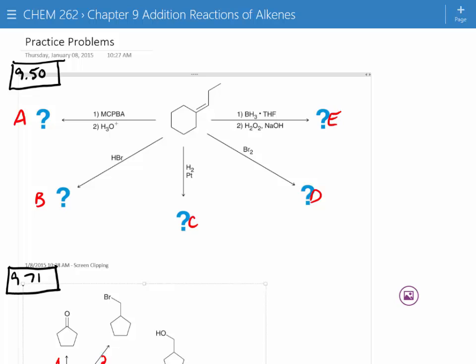So with MCPBA, what sort of addition product are we going to get? Anti-diol, right? So in this case, are we going to have to be concerned about stereoisomers? Try drawing both and then see if they're identical or if they're enantiomers or if they're diastereomers or what their relationship is.